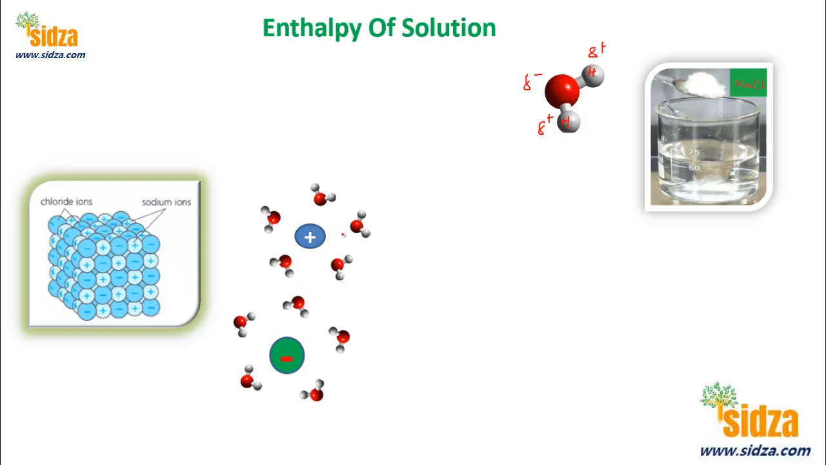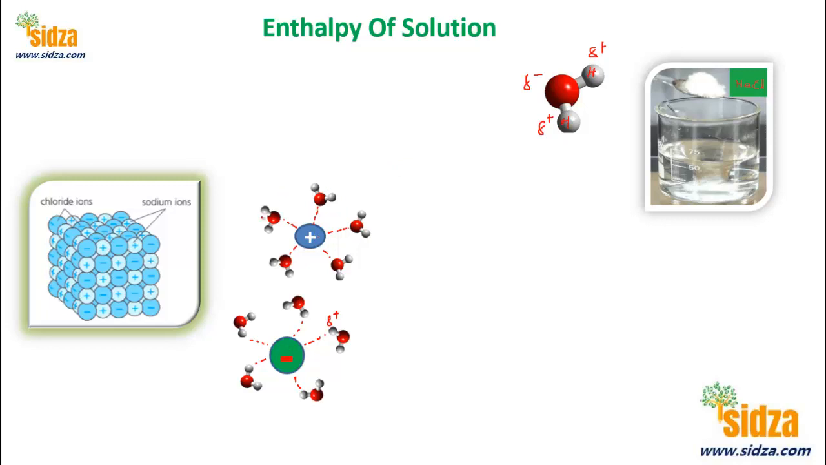It is the negative end of the water, which is oxygen, that will start interacting with the cation. So there is a force of attraction that will develop between the cation and the solvent. And similarly, you will have a force of attraction between the anion and the solvent molecules. Now it is the hydrogen which has some delta positive charge. The positive part of the water will start interacting with the anion. So the force of attraction will develop between the solute and the solvent molecules.